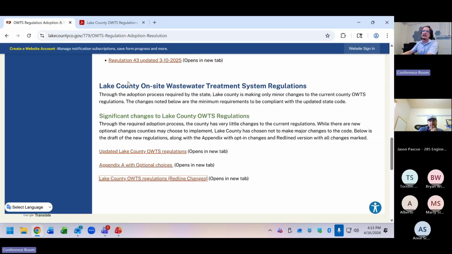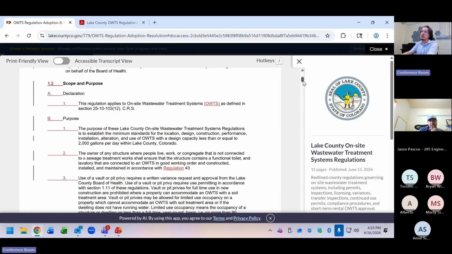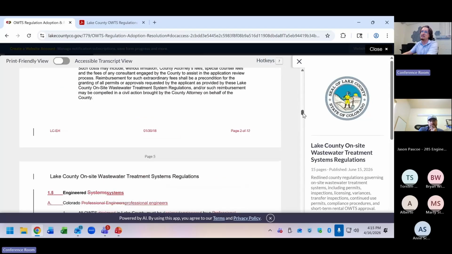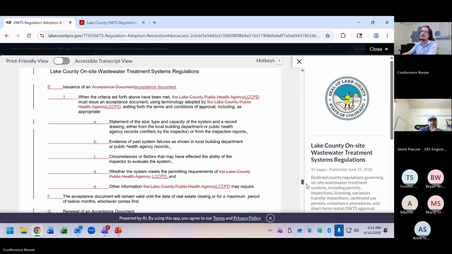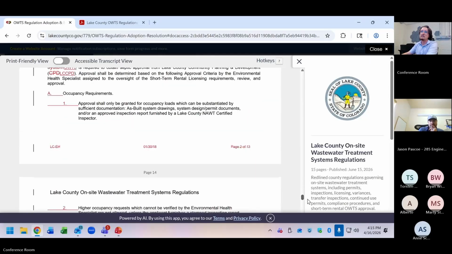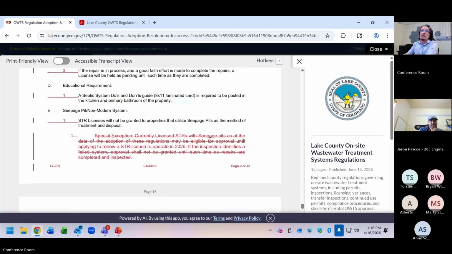Let's pull that up too. And again, all this is on the website, so if you want to dive deeper into it, you can take a look. I'm just going to scroll down to those removed sections from 1.13 here. And again, just the grace period of when inspections were required and seepage pit pretty much on there. Next part.